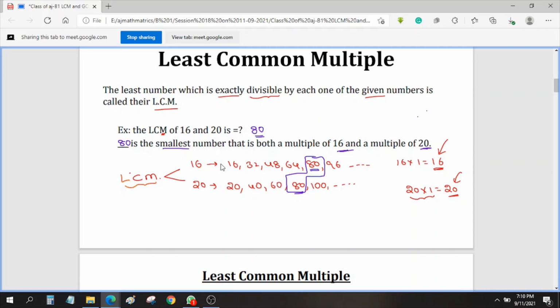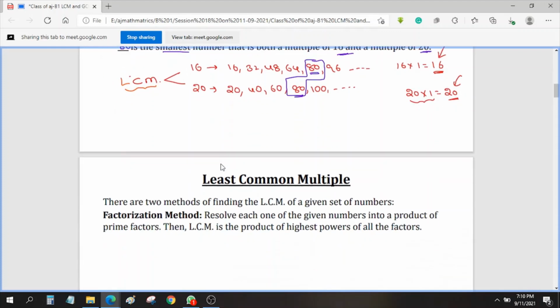So this looks like a lengthy one. Sometimes this will be very easy if you have very small numbers. If you have bigger numbers, it will definitely be hard to find out. So for small numbers we can easily find out. For bigger numbers it becomes a little complex. So for that we have a few methods.